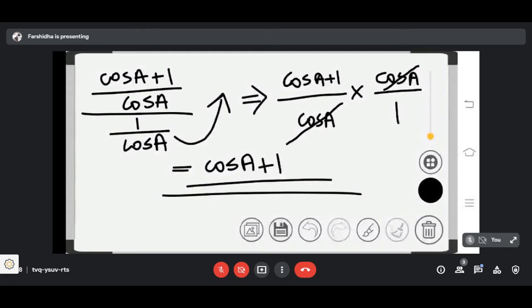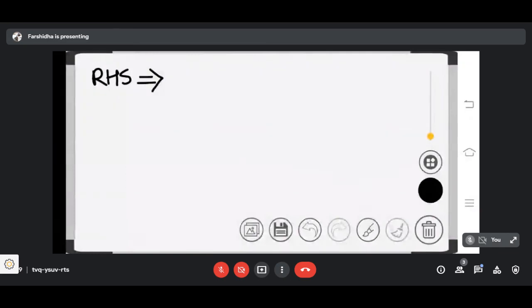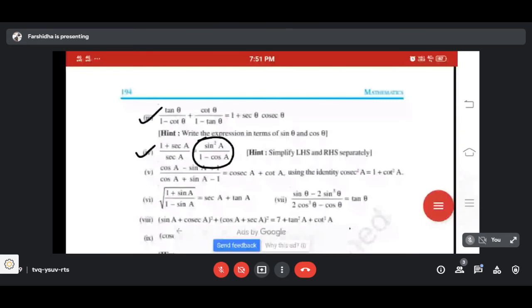RHS side. So now write RHS. So your RHS is sin square A divided by 1 minus cos A. Now we'll solve the RHS side. Sin square A divided by 1 minus cos A.